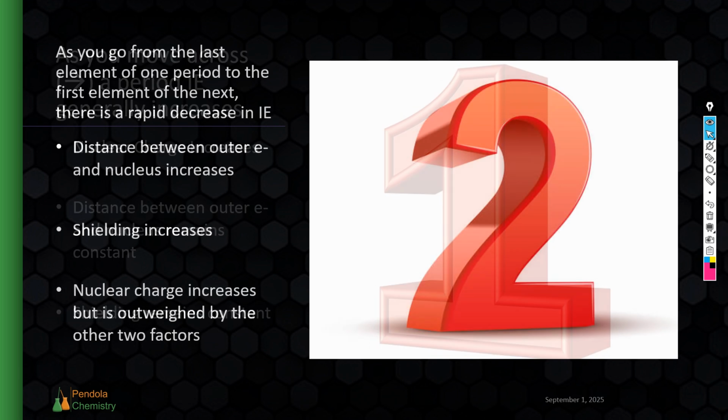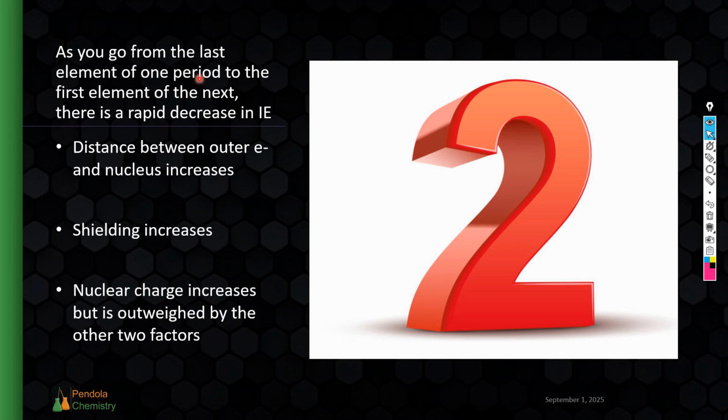Next. As you go from the last element of one period to the first element of the next period, there is a rapid decrease in ionization energy. And again, same 3 factors we're going to be looking at. Number 1, the distance between the outer electrons and the nucleus increases. This is very important. Why? As we go from one period to the next, we now have a new energy level.